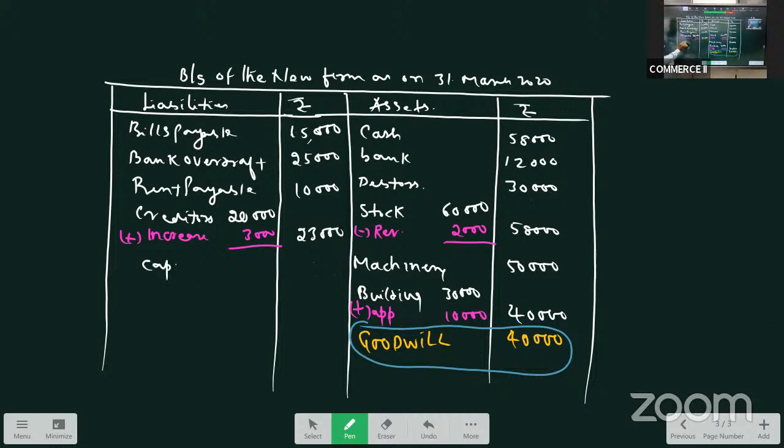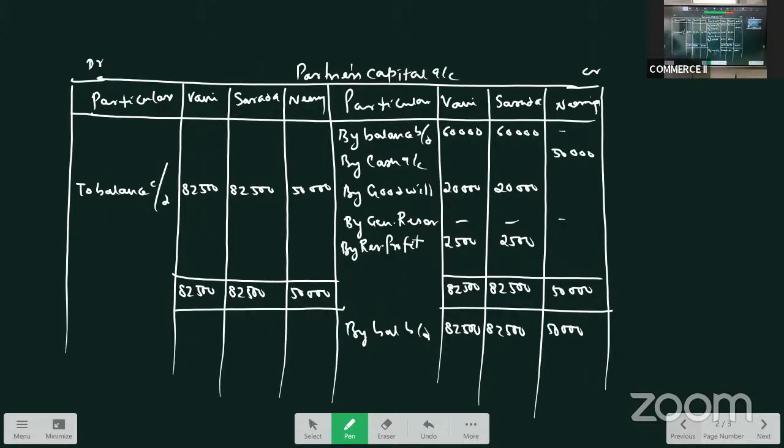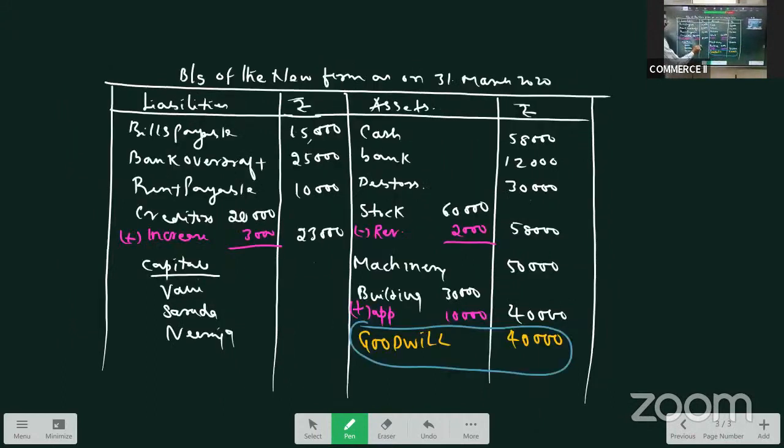Then we'll have the capitals of Vani, Sarada, and Neeraja. We'll take those figures which we have arrived at after doing all the adjustments. Vani's capital is 82,500. Sarada's is 82,500. And Neeraja's is 50,000. Is it correct? Yes, 82,500, 82,500, and 50,000.